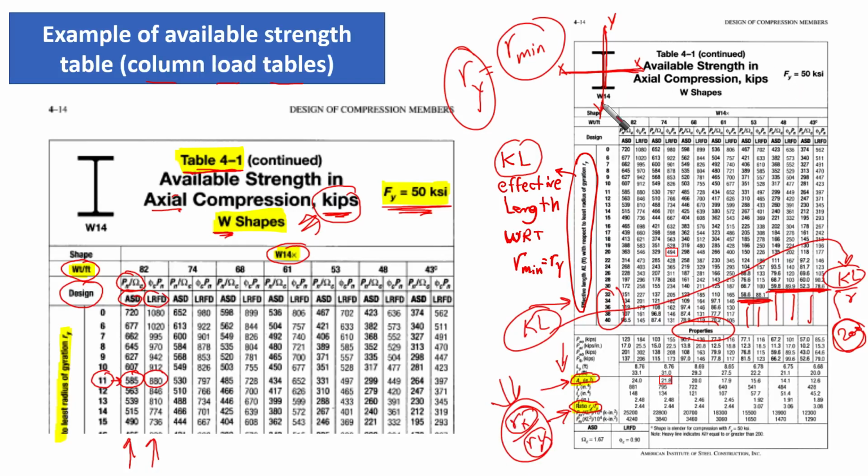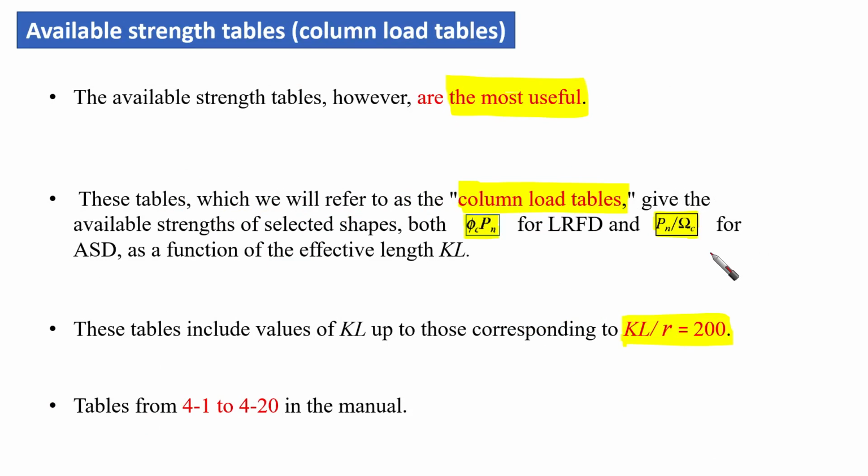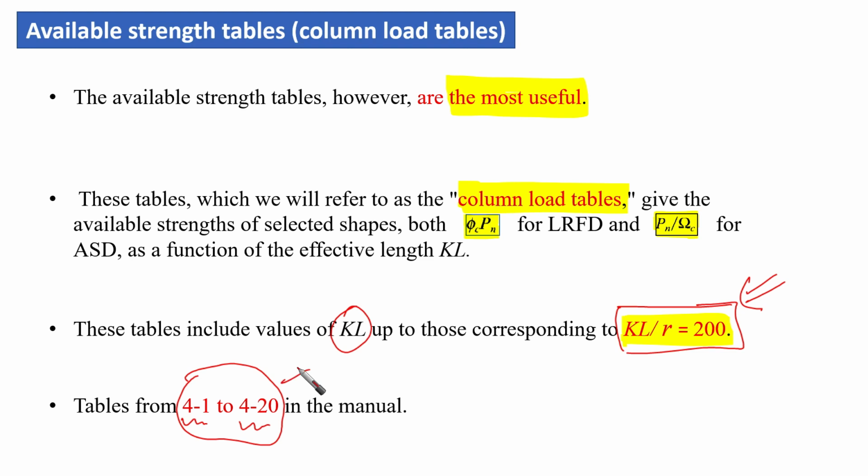Always for W shapes, for example, Rx is going to be larger than Ry, so the ratio is going to be larger than 1, as you can see here for all sections. So this is the shape of our table. Again, these tables include values of KL up to those corresponding to KL over R equal to 200, and the tables are from 4-1 to 4-20. You are going to find many cross sections there, the wide flange and different types and shapes, based on the number of the table.